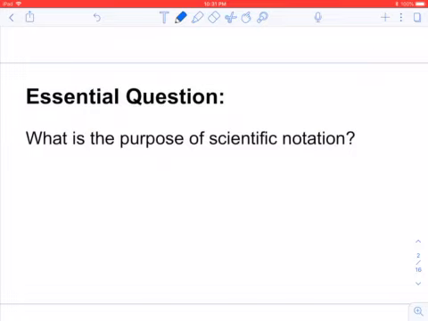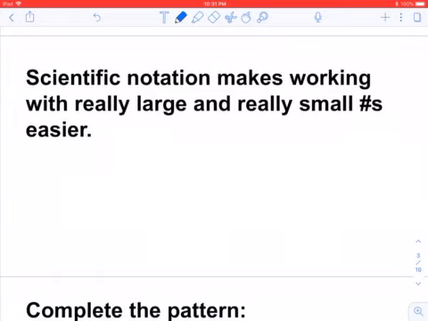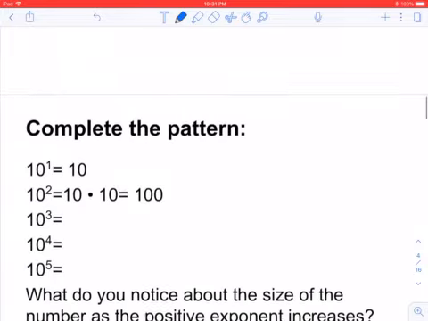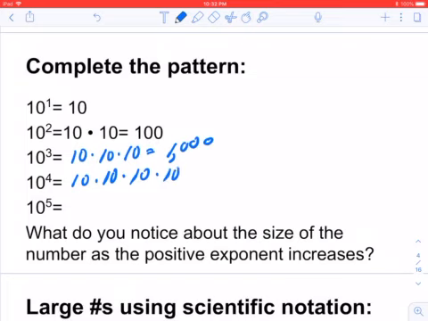All right, essential question. What's the purpose of scientific notation? Scientific notation makes working with really large and really small numbers easier. So let's take a look at a pattern here. If we have 10 to the first, that's equal to 10. 10 to the second is equal to 10 times 10, or 100. 10 to the third is equal to, go ahead and keep going on your own, 10 times 10 times 10, which equals 1,000. 10 to the fourth, 10 times 10 times 10 times 10, which equals 10,000.